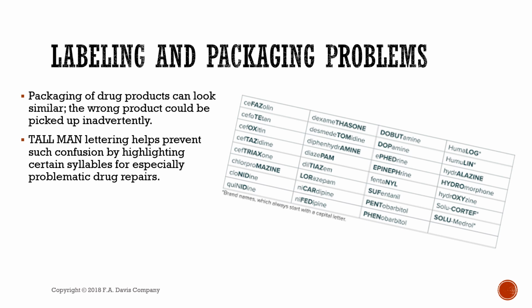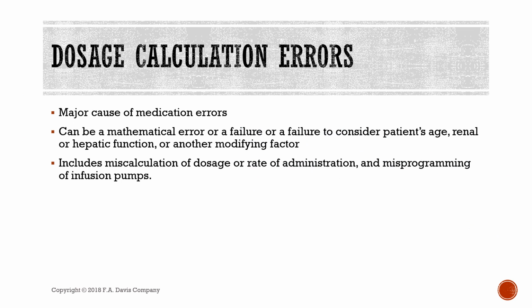Dosage calculation errors are a major cause of medication errors. These can be a mathematical error or a failure to consider the patient's age, renal or hepatic function, or any other modifying factors. This can also include the miscalculation of the dose or rate of administration, as well as misprogramming the infusion pumps. Dosage calculation errors are pretty much anything that can interfere with the dose the patient is supposed to receive.